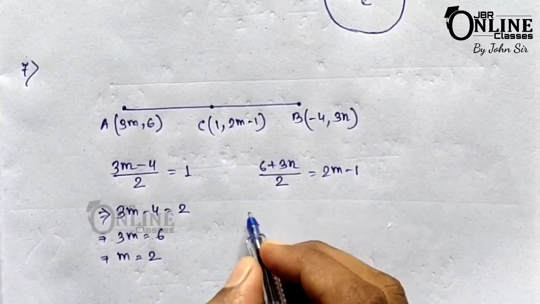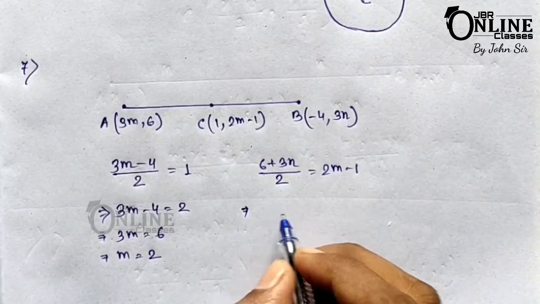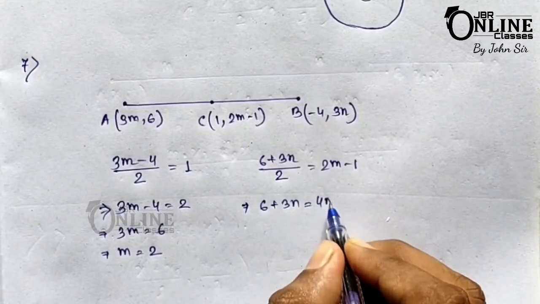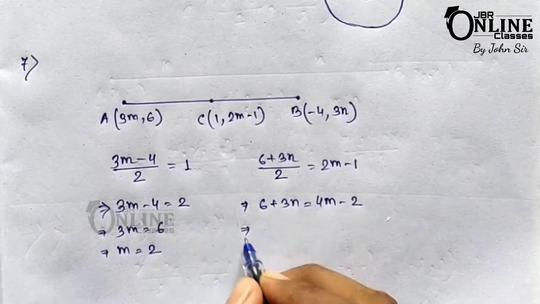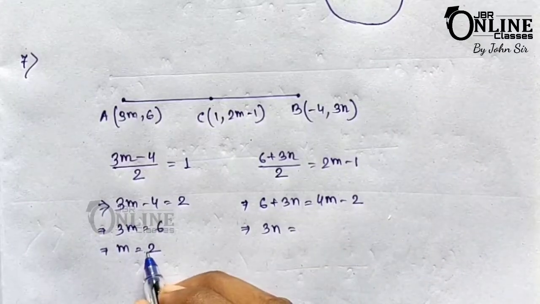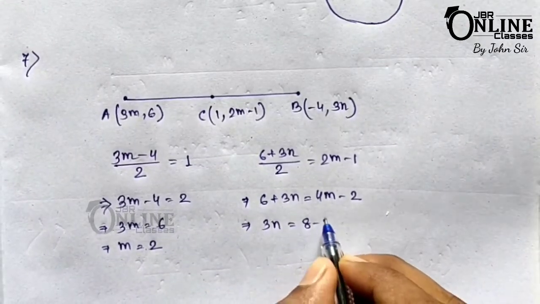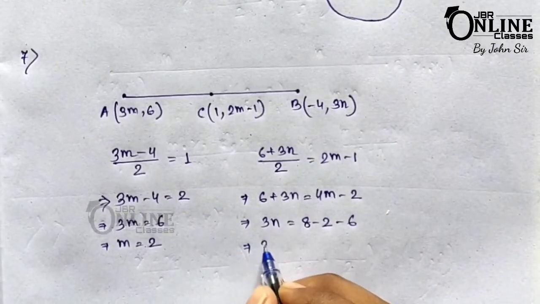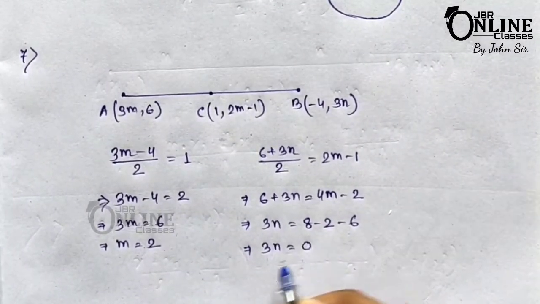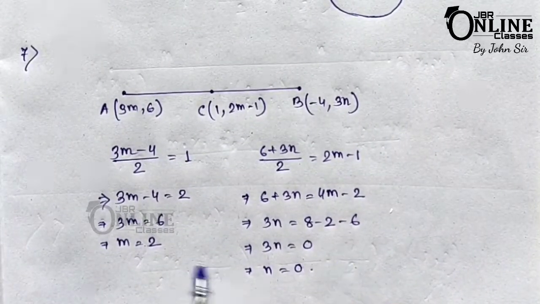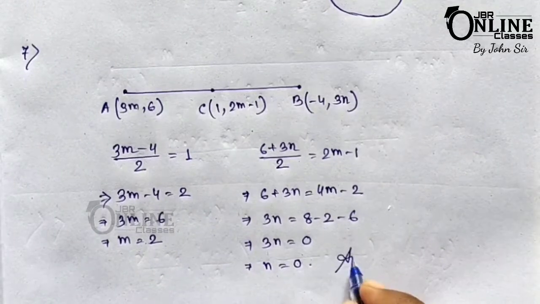Now in the second equation, 6 + 3n, if 2 is multiplied, that equals 4m - 2. So here 3n equals, now 4m, so m equals 2, so 4 into m is 8, minus 2, and here plus 6, that will be minus 6. So 3n equals 0, that means n equals 0. So the values of m and n are 2 and 0.